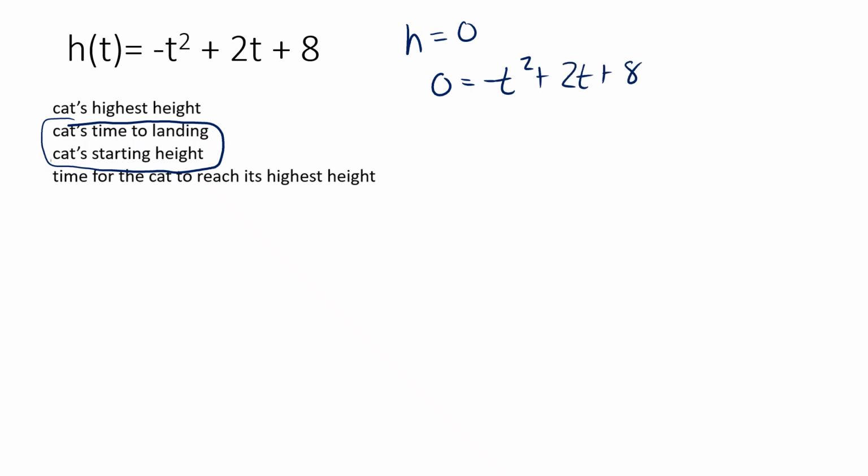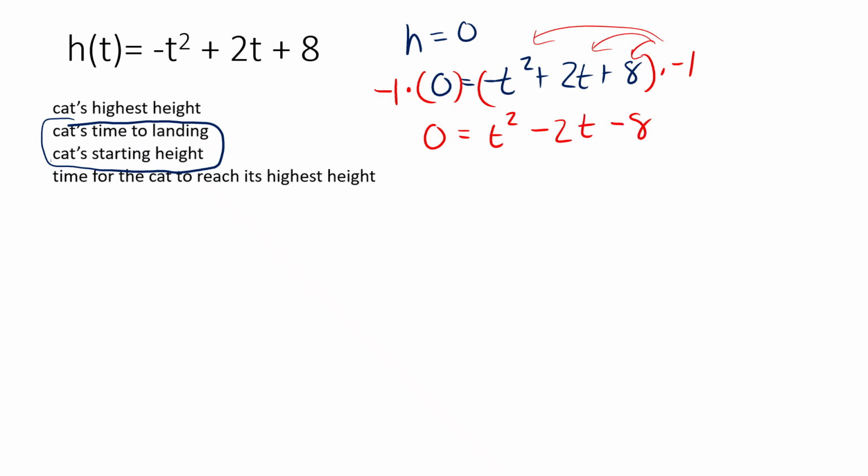Now, this one is factorable, and I'll show you how to factor it, and we'll also work through it with the quadratic formula. I never, ever want to factor with a leading negative. I don't want to do that. So what I'm going to do is multiply both sides of this by -1. -1 times 0 is 0, and then we're going to distribute that negative through. So that's going to give us t squared minus 2t minus 8, and then that we can factor.